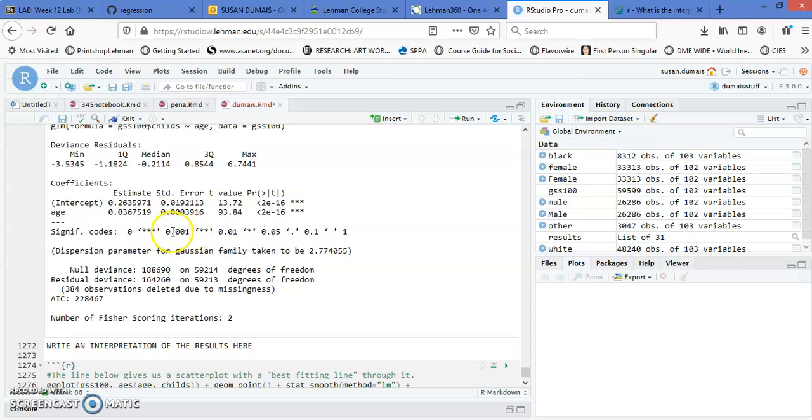So less than a 0.001 chance that we would have gotten these results if there is no relationship. And so we can conclude that there is. So that's the interpretation.